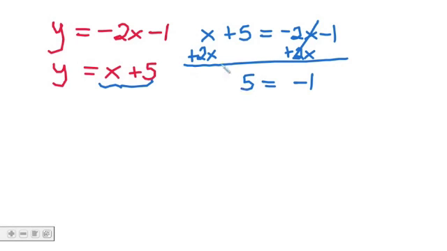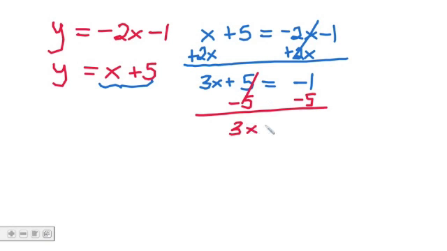Bring down my 5. X plus 2x gives me 3x. All right, again, combine like terms, moving this 5 over here. So the opposite of positive 5 is negative 5. My 5's cancel. And I get 3x equals negative 6, because if they have the same sign, we add and keep the sign. Now to get the x by itself, I'm going to divide by 3. Okay, the 3's cancel. 3 goes into 6 two times. A negative and a positive equal a negative. So far, my first answer is negative 2.